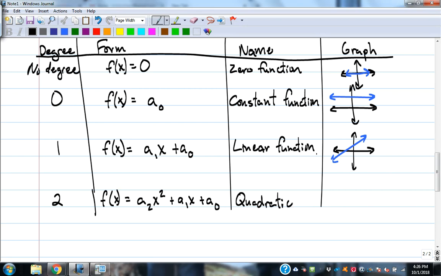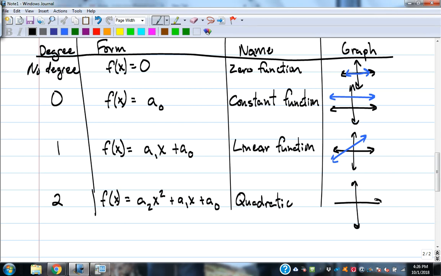And I don't think I need to keep writing function over and over. It's quadratic. We know that's the same as ax squared plus bx plus c that we dealt with in chapter 4. We're just using a different way of naming those coefficients. But we know what a quadratic looks like.